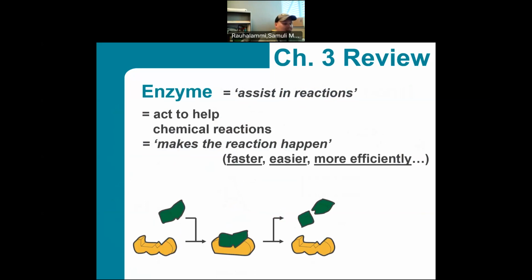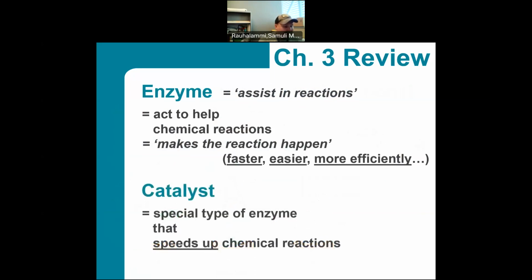A lot of textbooks mention catalyst as an example of an enzyme. Catalysts speed up chemical reactions. That's what these type of enzymes do. So not all enzymes are catalysts. Catalyst is simply one example of enzymes, but probably the one that most often gets talked about.